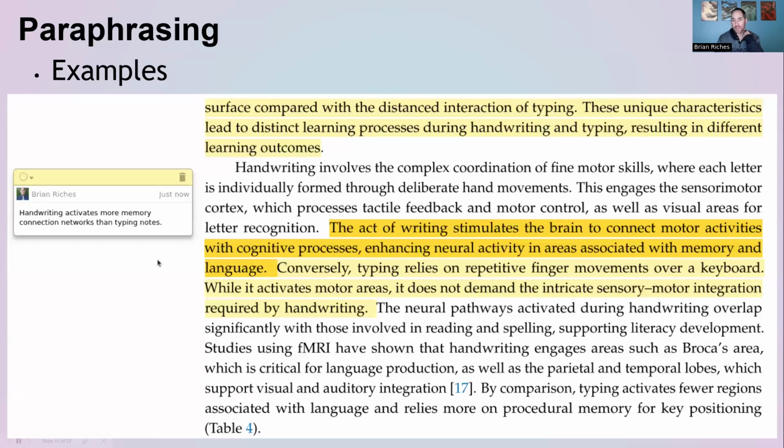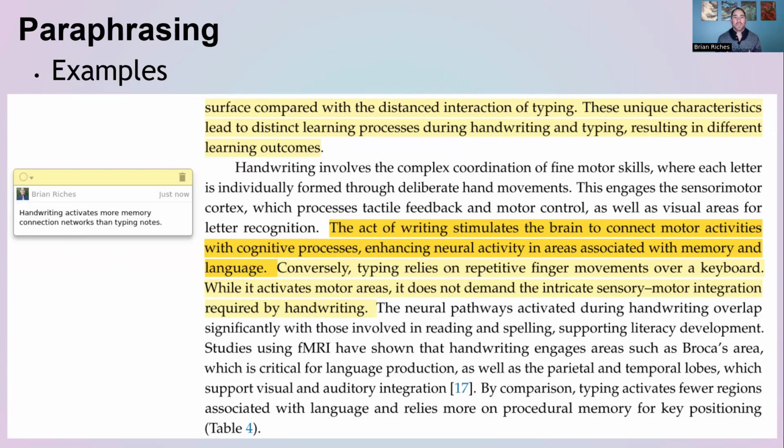So here's that example that I described earlier. Here is a whole paragraph in the paper on that systematic review of research on brain scans from people handwriting versus typing notes. So you can read this whole thing, and this sentence is pretty similar to what I wrote here, but it's really this whole section is the idea that handwriting activates more memory connection networks than typing notes. So feel free to pause. You can read through the whole thing and get an idea.